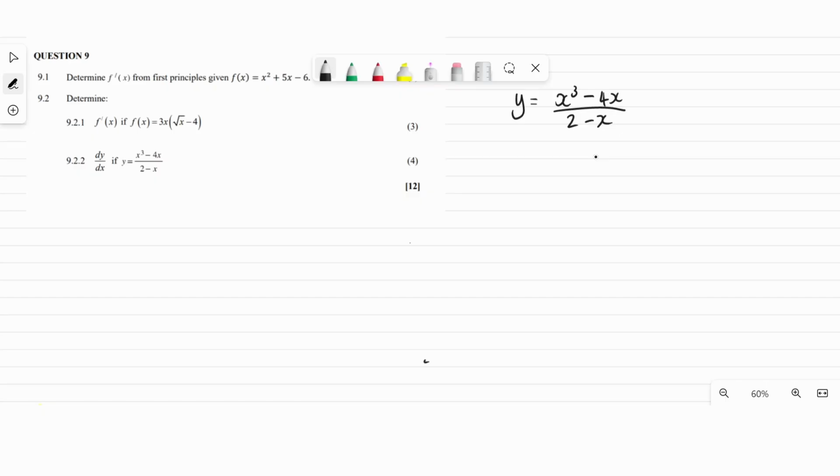So let's do that. First we're going to take out x as a common factor on top. Then what do we see? We see on top that we have a difference of 2 squares. So I'm going to factorize using the difference of 2 squares. I have a video about the difference of 2 squares, so I'll link it up. So it's going to be x minus 2 and x plus 2.